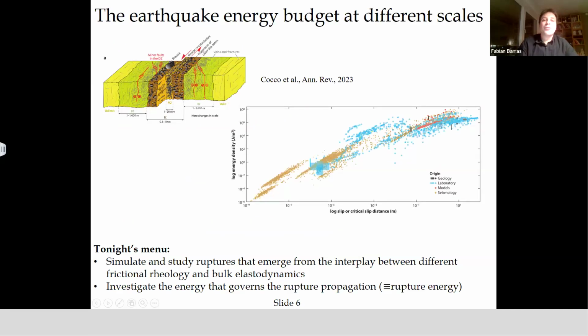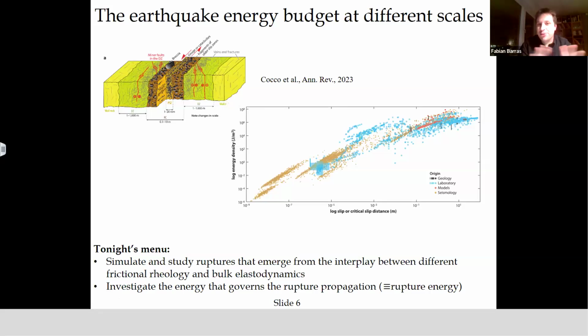Before starting, I'd just like to show this nice figure from a 2023 Annual Reviews article, where there was a nice job to compile different measurements that can be done for the energy budget of earthquakes at different scales. You can measure the energy budget of seismic ruptures from the field, so directly looking at damage along exhumed fault zones, in the labs, or by seismologic inversion. And if you do so, you see that there is a broad variation of the type of rupture energy that you can estimate. That's something that is very fascinating to me.